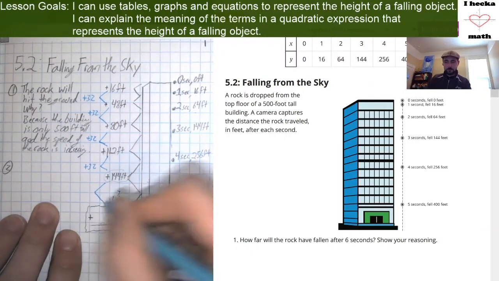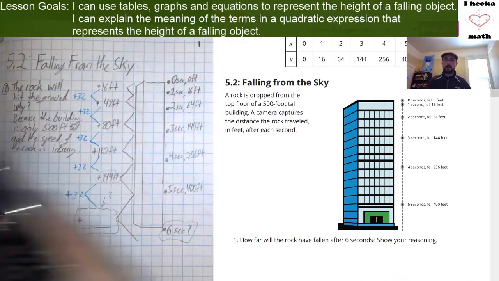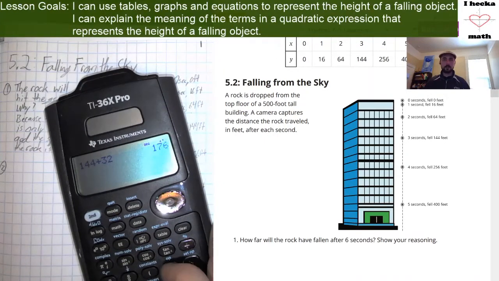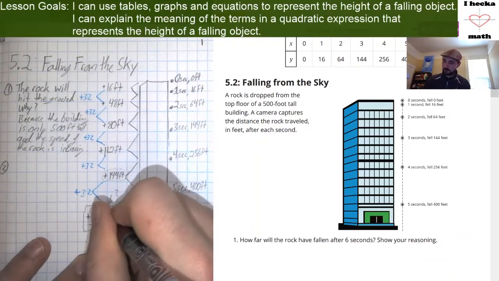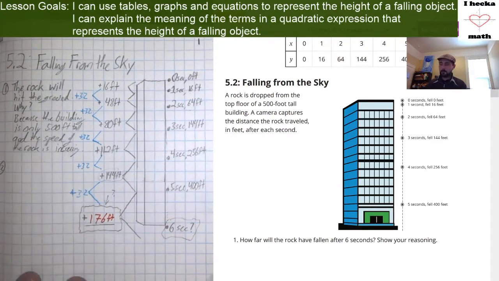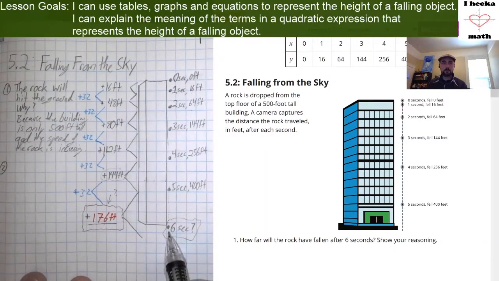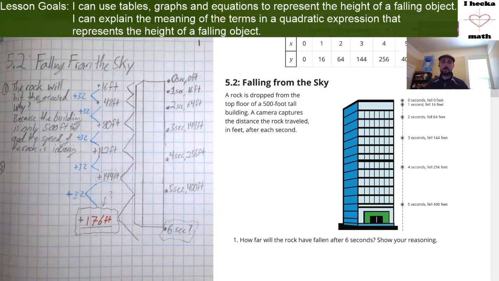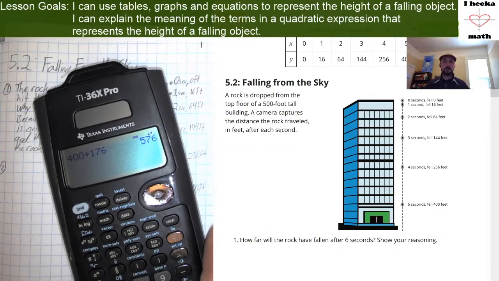So what's going to happen in this next one? From 144, we might expect there to be another plus 32. 144 plus 32 is 176. So we would guess that in the 6th second, the rock will drop an additional 176 feet. So if the rock had dropped 400 feet after 5 seconds, then 400 plus 176 is 576.